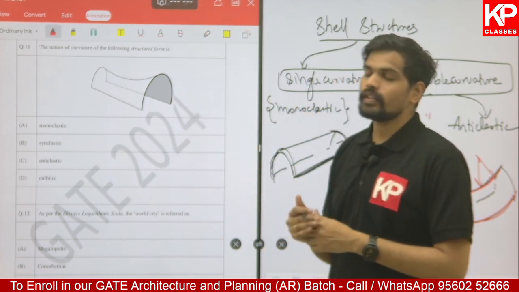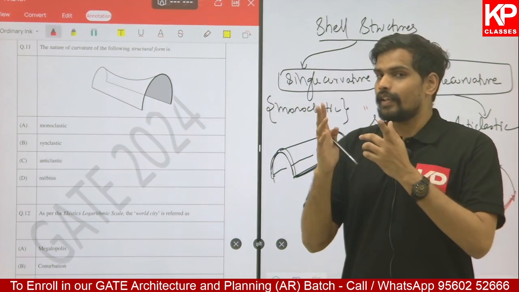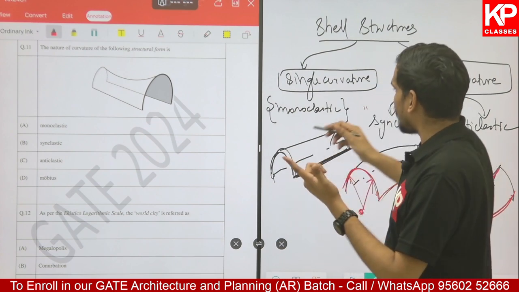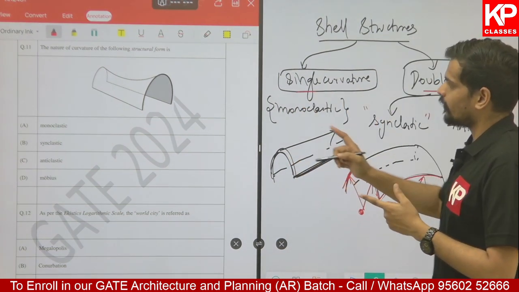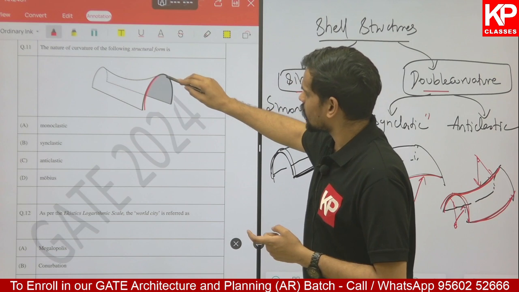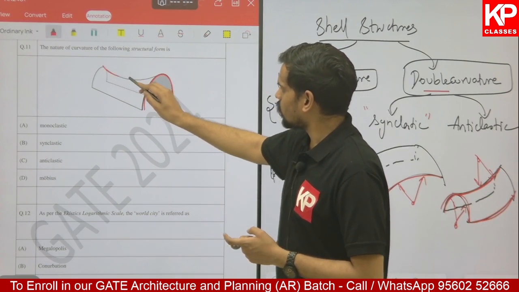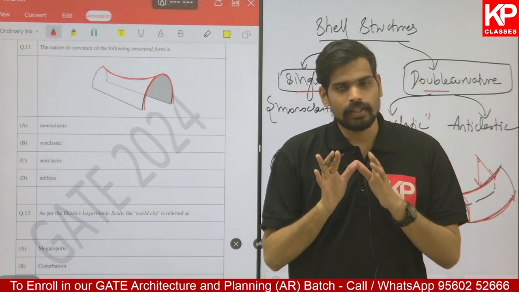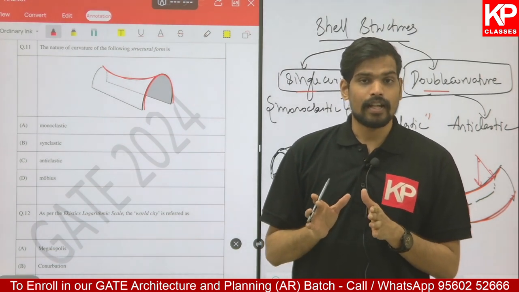So then if you look into the given form now, is it singly curved? Does it have a single curvature or a double curvature? Firstly, it has a curvature in this orientation. It also has a curvature in this orientation. So clearly it is a double curvature shell structure.